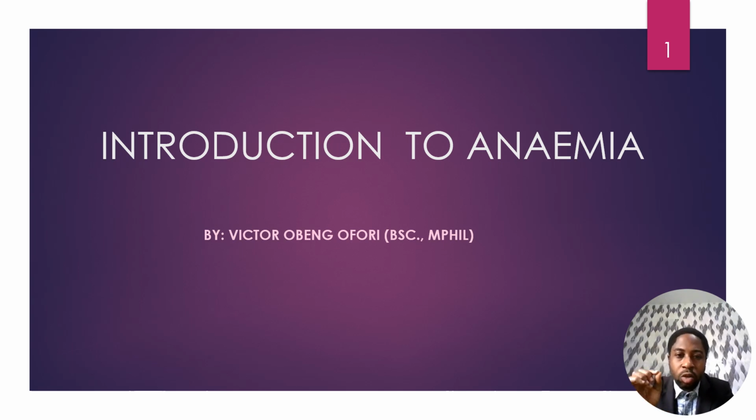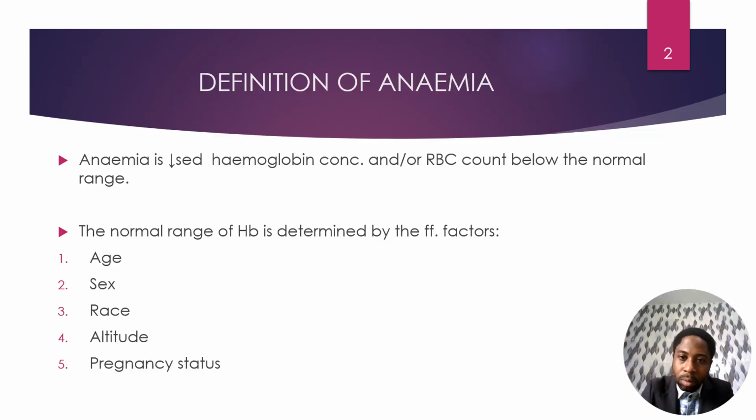Today's presentation is on Introduction to Anemia. Anemia is the decrease in hemoglobin concentration and/or red blood cell count below the normal range. The normal range of hemoglobin concentration is determined by several factors. These include 1. Age, 2. Sex, 3. Race, 4. Altitude, which is the distance between the ground level and the sea level, and 5. Pregnancy status.